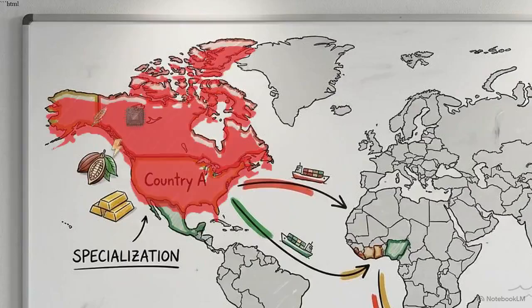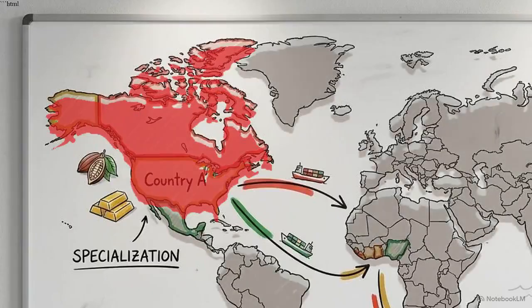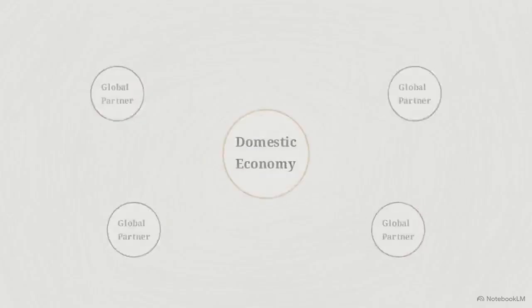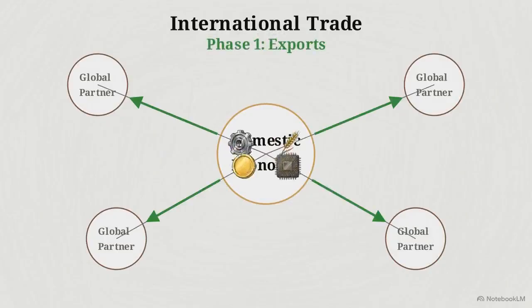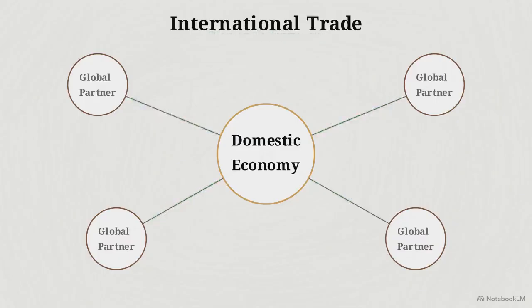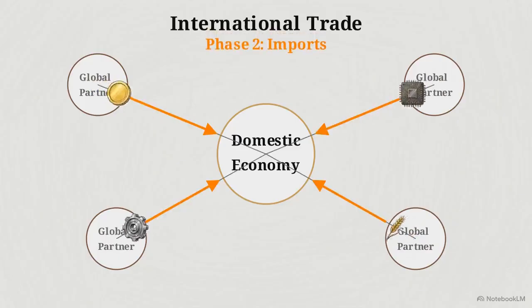A single country cannot efficiently produce every resource its population needs. When nations focus on producing what they do best and trade for the rest, they maximize efficiency. This cross-border exchange of goods, services, and capital is international trade. Exports are the goods produced domestically and sent outward, while imports are foreign goods purchased and brought in.